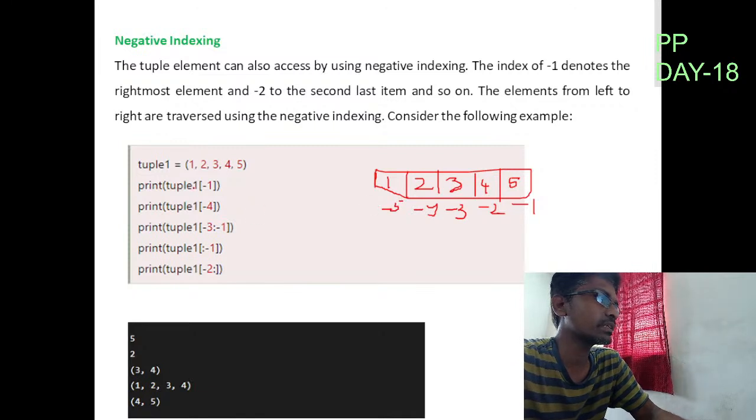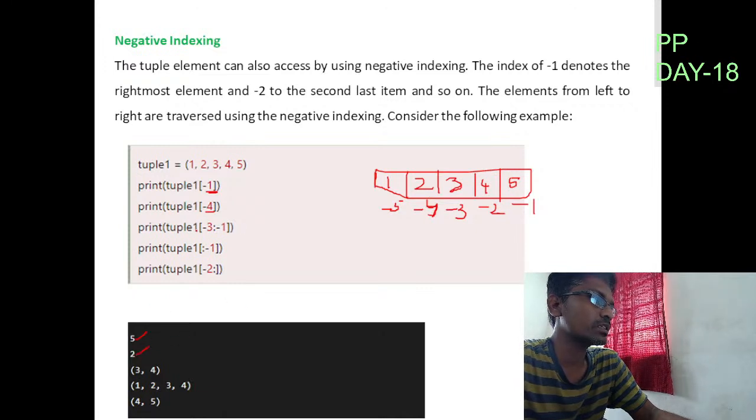In this example, I want to display tuple 1 followed by minus 1. Then the output is 5. And tuple 1 followed by minus 4: what is the minus 4 value here? The minus 4 value is 2. So then the output is 2.